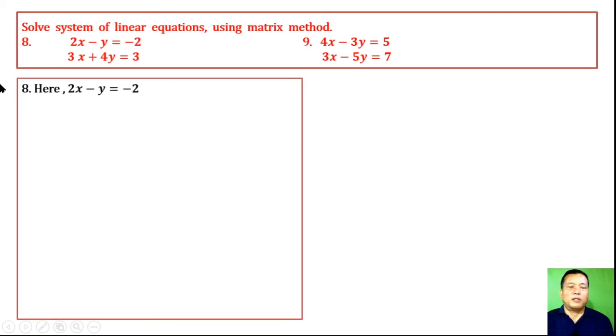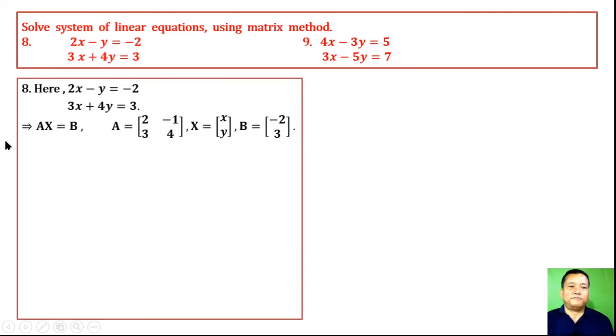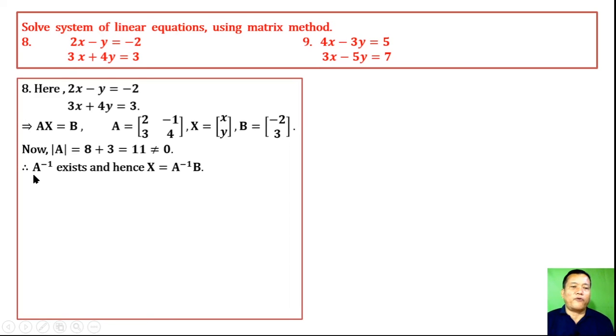Number 8 is solved similarly. The system of equations can be written in matrix form as Ax equal to B, where A is equal to a 2 by 2 matrix, X is column matrix formed by unknowns, B is column matrix formed by constants. Now determinant of A is 8 plus 3, that is 11, does not equal to 0. Therefore, A inverse exists and hence X equal to A inverse B.